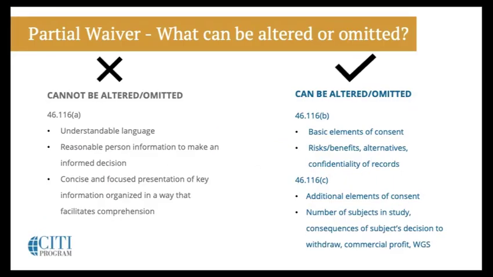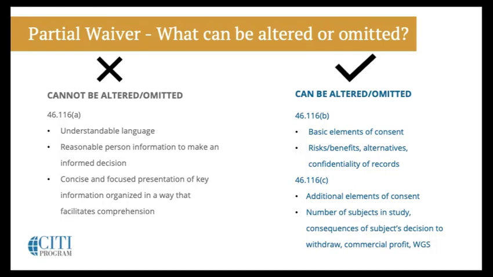However, under the pre-2018 rule, the IRB could have a partial waiver that could alter or omit certain elements, any of the elements from informed consent. But under the 2018 rule, that 46.116(a) section, which I said includes the understandable language, reasonable person, concise and focused presentation of key information, they're saying that is super important and it cannot be altered or omitted unless the IRB were to give a full waiver of consent.